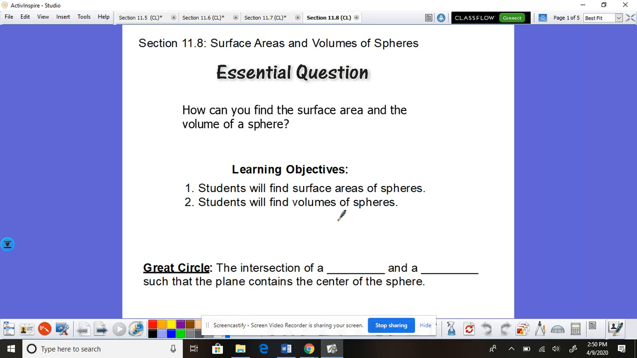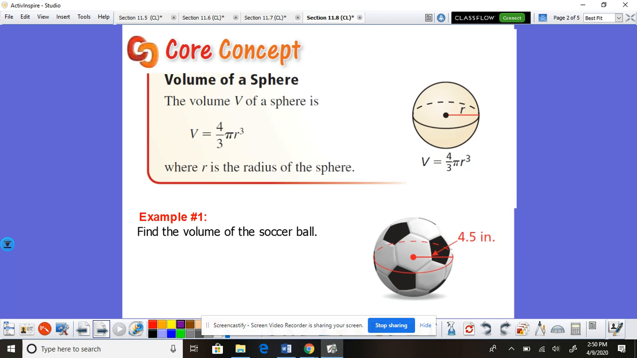One vocabulary word is the great circle, which is just the intersection of a plane and a sphere, such that the plane contains the center of the sphere. Think of the equator. We have several lines of latitude, but the equator would be the great circle because it's the one in the very middle. It would go through the center of the Earth. So that's what a great circle is.